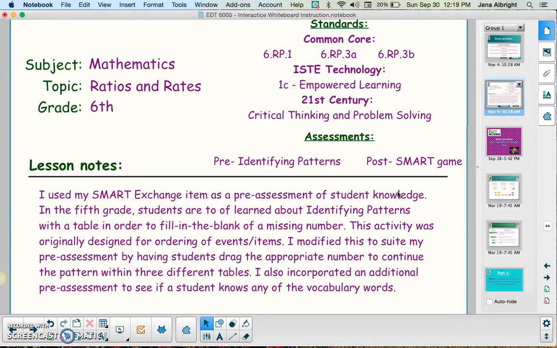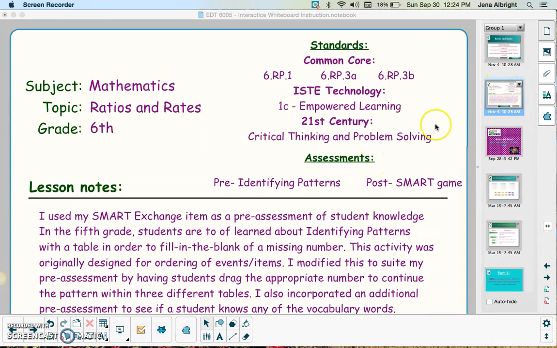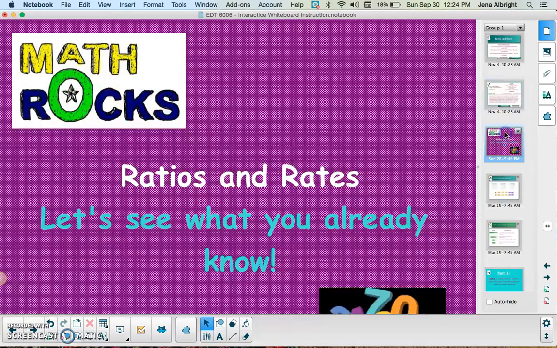The post-assessment is a smartboard game that has students work on their own or with a partner or a group of students based on questions that are related to and are incorporated into our smartboard slides. So let's take a look at what some of the pre-assessments look like.